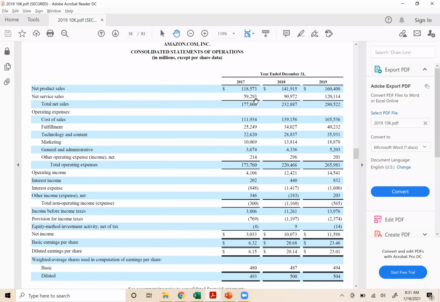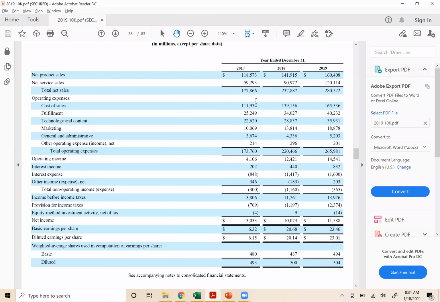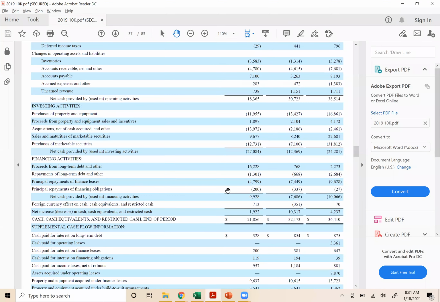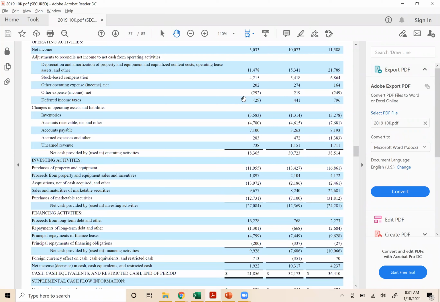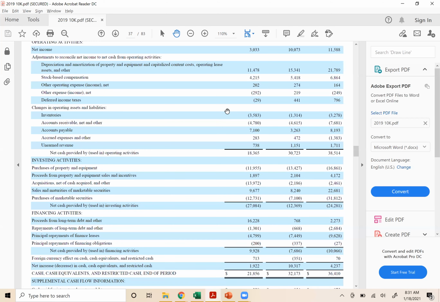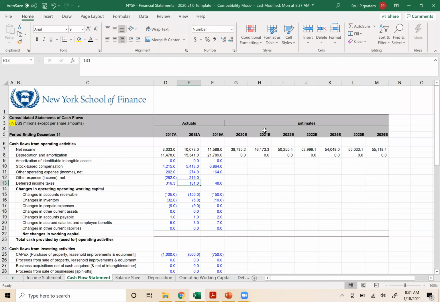Other expense income, net. Again, here we have 346 other expense. They have minus 292, so they're making adjustments for it. So we're just going to lay it out separately. Don't be fooled if it says the same line item. 219, 249. We're going to have fun trying to make projections. Oops, it's minus 249.